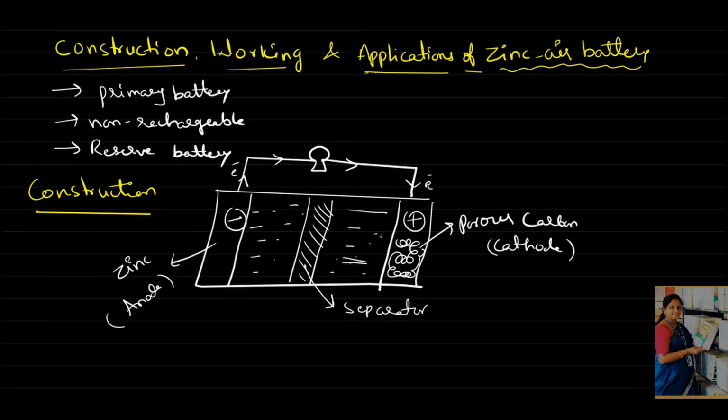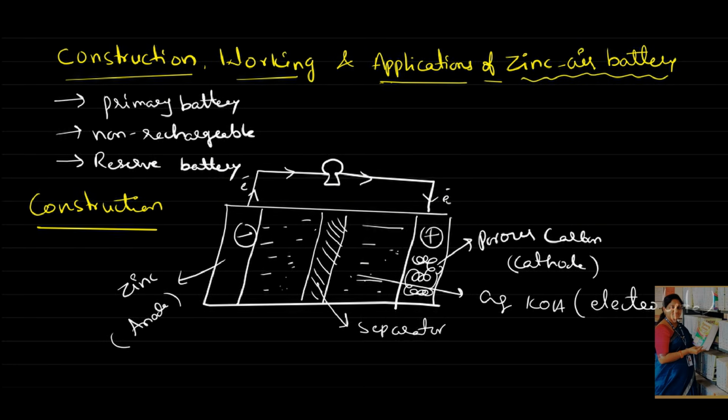In this battery, aqueous potassium hydroxide is used as electrolyte. Aqueous means what? Containing water. Potassium hydroxide dissolved in water. And this is the construction of zinc-air battery. And let us see the working mechanism.